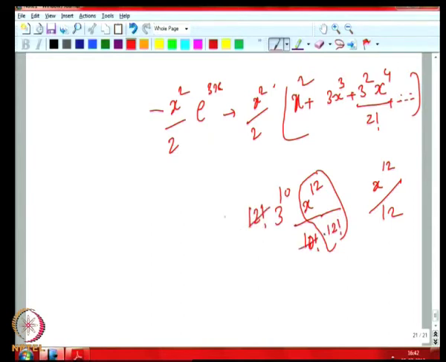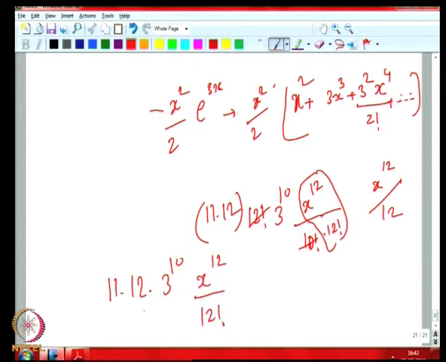Now cancelling off, we will have 11 into 12 left here. So we have 11 into 12 into 3 raised to 10 x raised to 12 by 12 factorial, but remember we initially had a 2 here, so this will cancel off, we will have 6. 11 into 6 into 3 raised to 10 into x raised to 12 by 12 factorial.